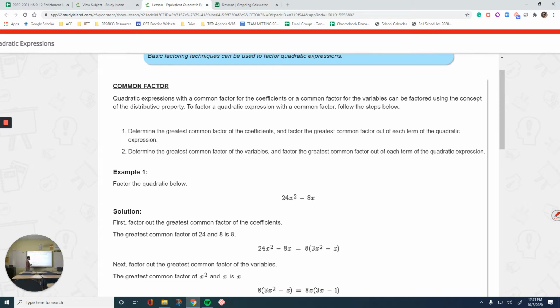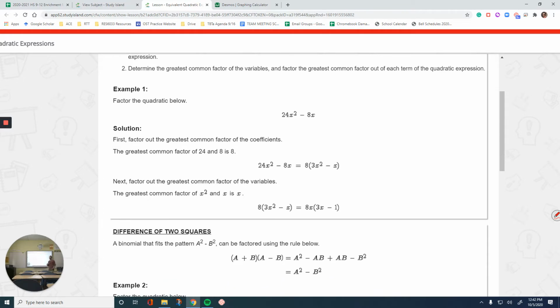So bear with me, because many of the algebraic concepts are based on this standard, which is A Algebra SSE 2. So that is the standard that we are covering, which is about simplifying the given quadratic expressions. Okay, so factor the quadratic below, or simplify the quadratic expression below. So the first thing that we do is we look at the numbers and the variables and find a common factor.